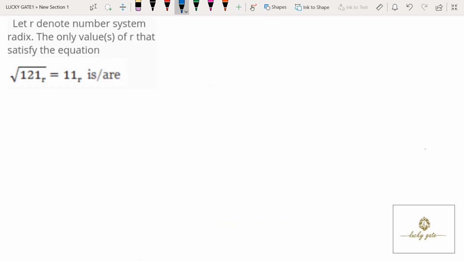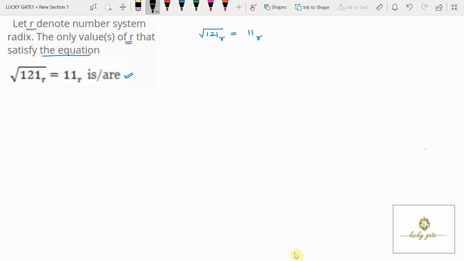In this question, it is given: let R denote the number system called radix, or we call it base. The question asks for the only values of R that satisfy the equation. What is given? Root 121 equals 11. This 121 is in the base R system and 11 is also in base R. Is it true? We have to find for what values of R this is true.